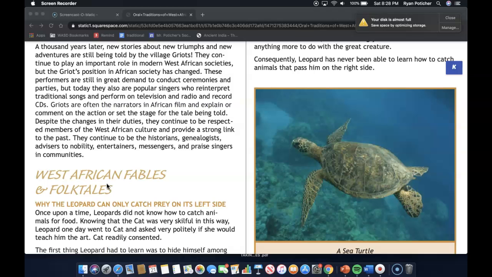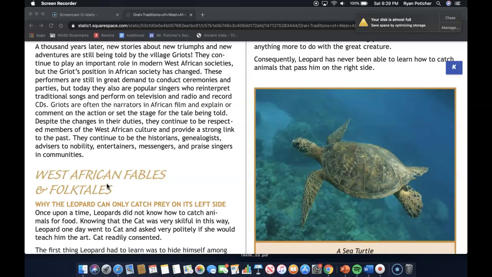A thousand years later, new stories about new triumphs and new adventures are still being told by village griots, and they continue to play an important role in modern West African societies. But the griot's position in African society has changed. These performers are still in great demand to conduct ceremonies and parties, but today they are also popular singers who reinterpret traditional songs and perform on television and radio and record CDs.